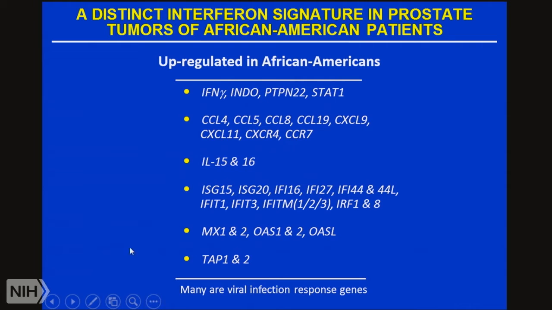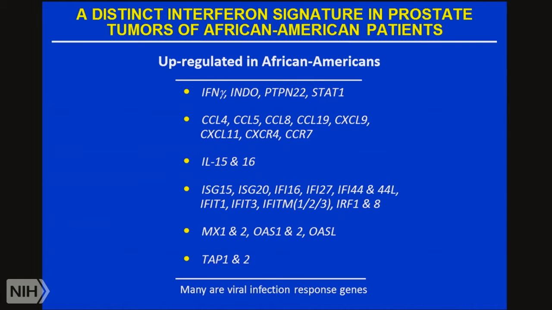But what we had observed, we are interested in prostate cancer among African-American men. Prostate cancer in African Americans develops more commonly and is more aggressive. We published a study in 2008 where we looked at prostate tumors of African and European-American men and compared them: what's different? One thing was different: the prostate tumors of the African-American men had an immune inflammation signature. It is actually an interferon signature. We still don't know why. It's just interesting. Many are viral infection response genes, and they are upregulated in the tumors of the African-American men. But certainly there was an immune inflammation.